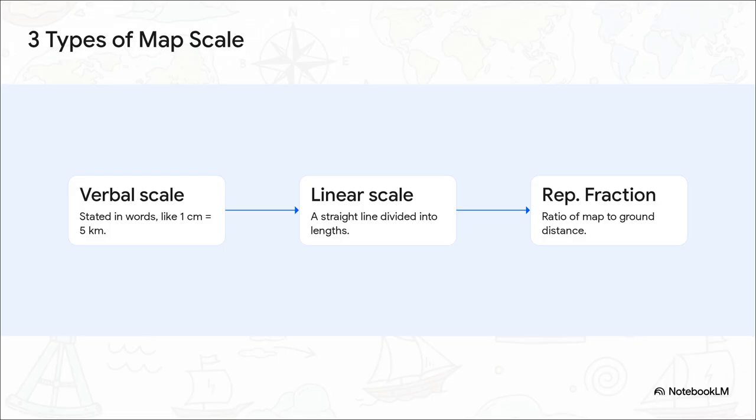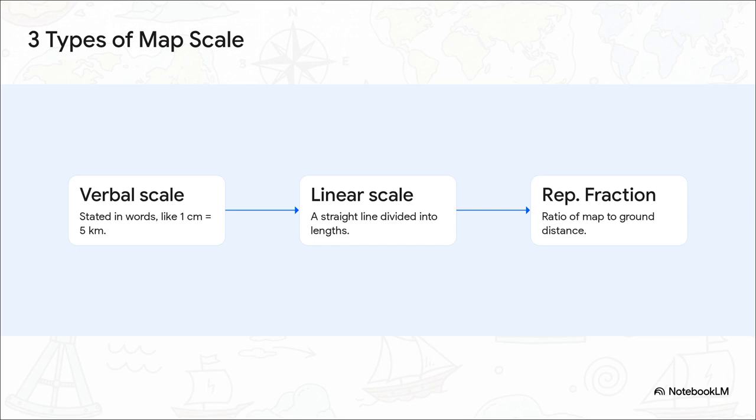Think of the map scale as a magical shrink ray that basically comes in 3 different settings. First is the verbal scale. This is super straightforward. It just tells you in words that, for example, 1 centimeter on the map equals 5 kilometers on the ground. Next up is the graphical or linear scale.